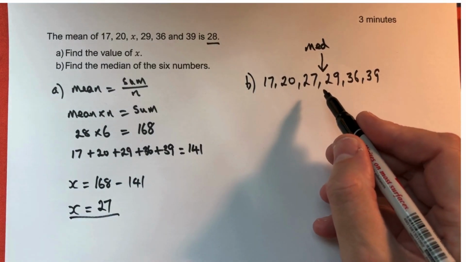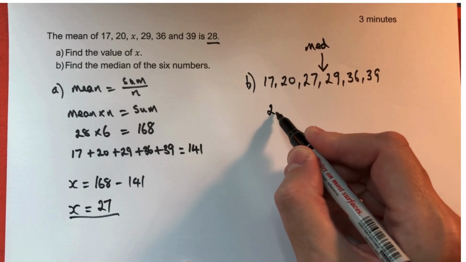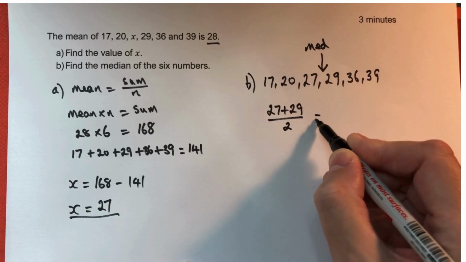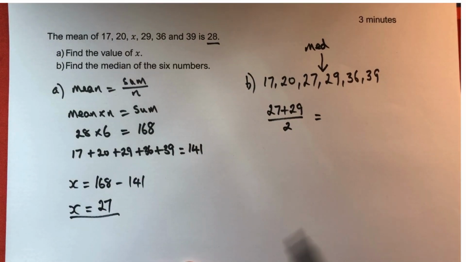I know what that is, it's 28, but if the numbers were trickier, you could always add them together, 27 plus 29, and divide by 2. That will give you the number directly halfway between them, which is, of course, 28.